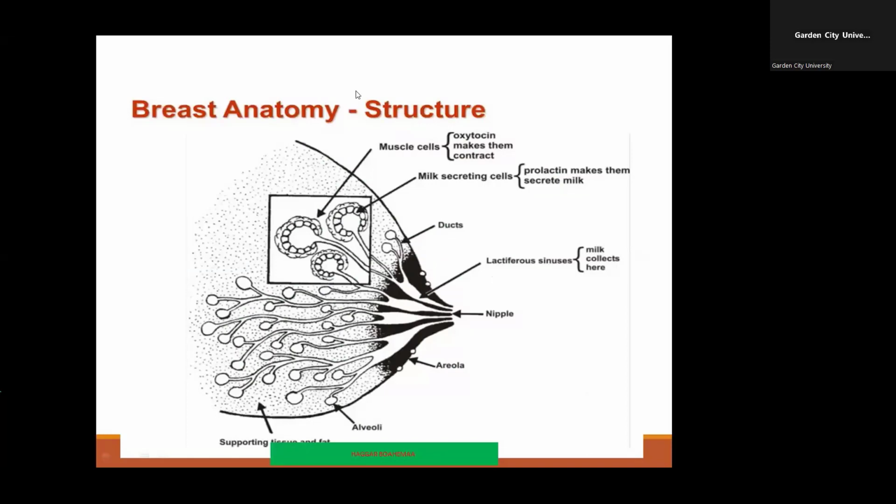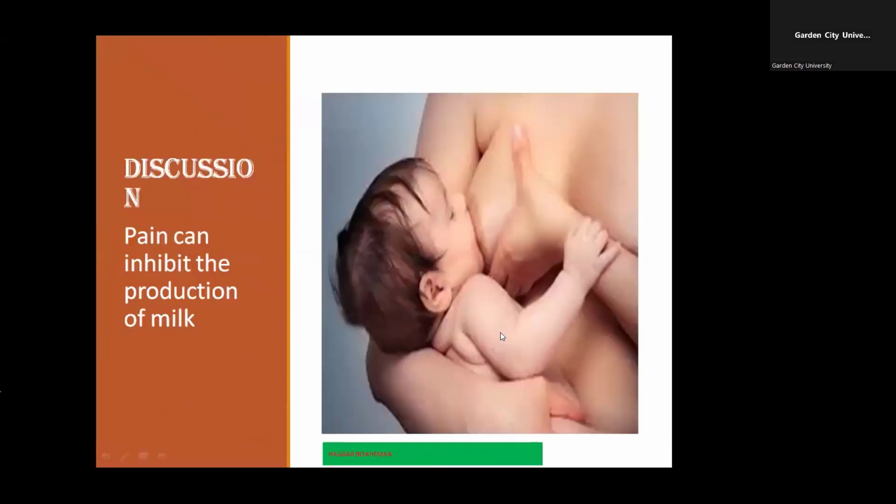So anytime the mother is in pain, anytime the mother goes through pain, anything that can trigger pain, the physiology will be altered. Because it's straight from the brain, it will be replaced. The pain releases some hormone to cease the physiology of lactation. So if the client is in pain, it inhibits breastfeeding. And I like this question in the exams.